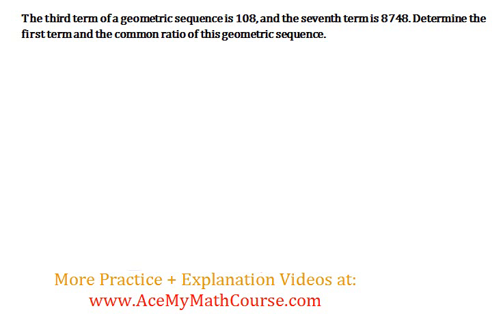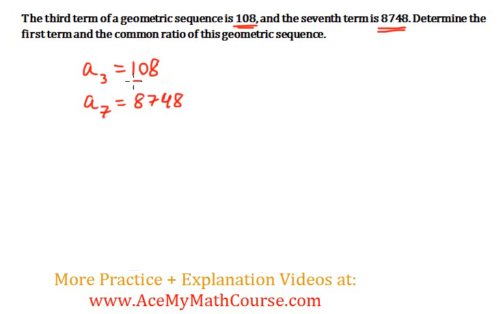Here we have another geometric sequences intermediate problem. We're given the third term of a geometric sequence, and the third term is 108, and the seventh term is 8,748. We don't know anything else. That's all we know. That, of course, this is a geometric sequence.